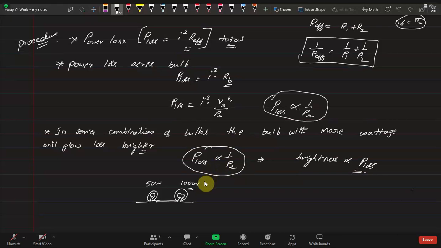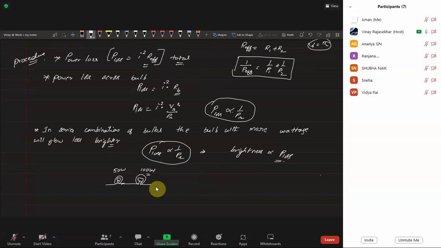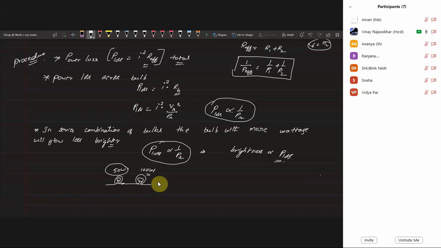Can you hear me? 50 watt. Yes, 50 watt. Why? Because power loss is inversely proportional to the wattage. The bulb with less wattage will have more power loss. If power loss is more, then brightness will also be more. So in series combination, the bulb with less wattage will glow brighter.